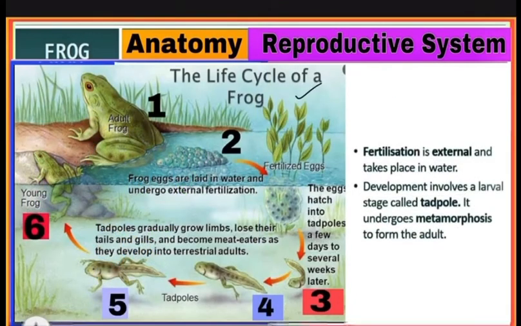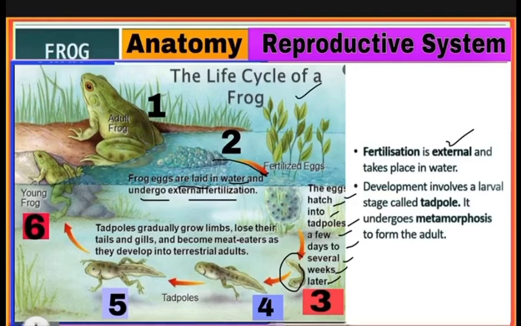Check the life cycle of a frog. In frog, fertilization is external, means it takes place outside the body of female in water. Frog eggs are laid in water and undergo external fertilization. After this, these fertilized eggs change into tadpole. The eggs hatch into tadpoles a few days to several weeks later, and tadpoles respire with the help of gills.